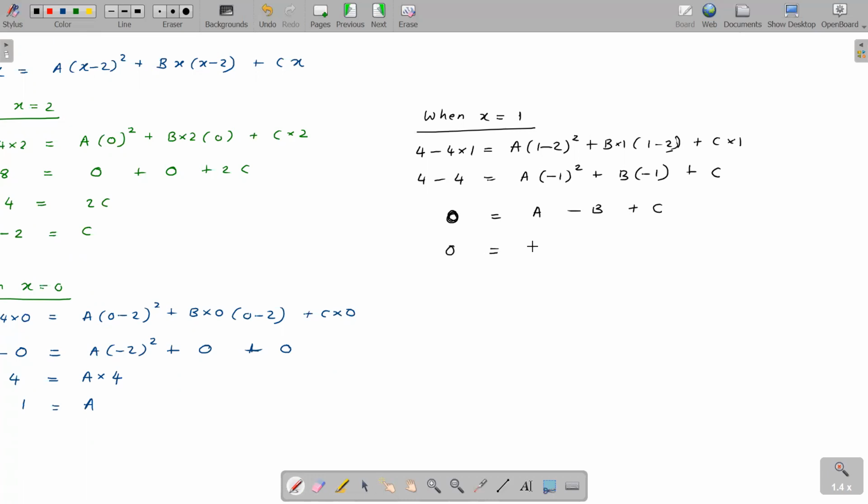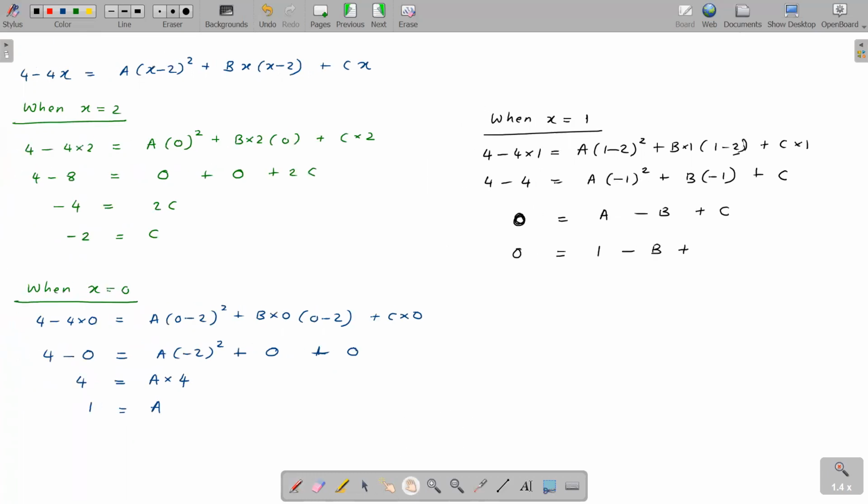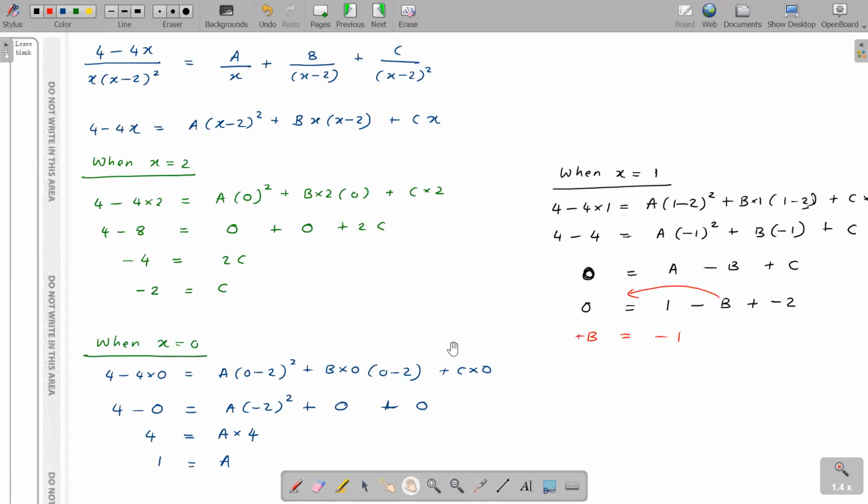Let's input the A value, which is 1, as we found. B value is unknown. C value is how much? C value is minus 2. Are you with me? I'll take the minus B to the other side because I want to make B the subject. So plus B equals 1 minus 2, which is minus 1. Do you see? Okay, so I have the ABC values now. I can write my partial fractions. B is minus 1.